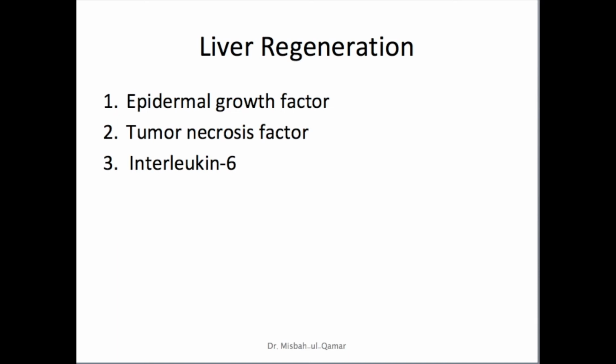Then, once the normal mass and the volume of liver is achieved because of the regeneration process, the termination of regeneration is achieved through transforming growth factor beta, which is a cytokine released by hepatocytes and it is a potent inhibitor of liver cell proliferation.